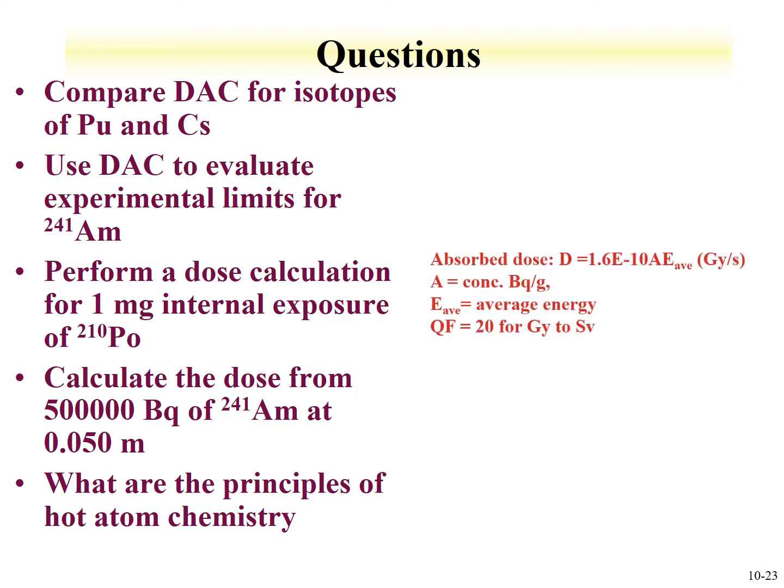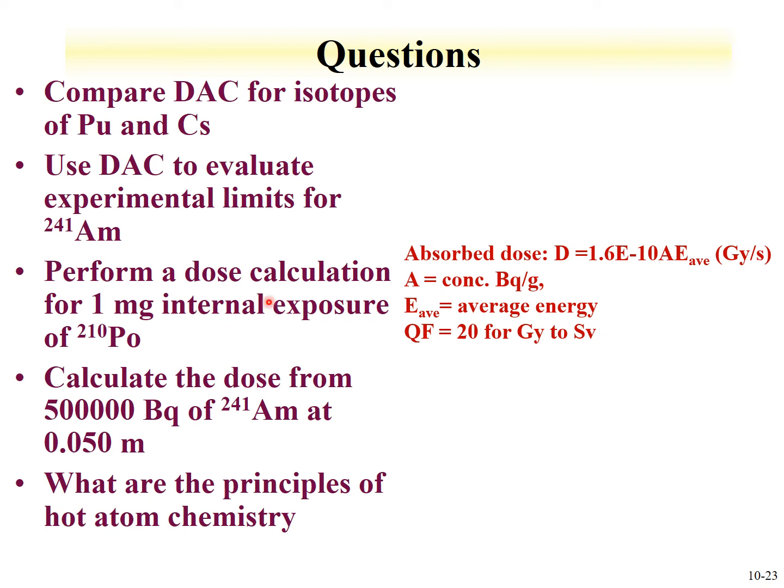One could also perform a dose calculation. If, for instance, there was a 1 milligram internal exposure of polonium-210, the absorbed dose is shown here from this equation. We have a constant where we have the concentration in becquerels per gram times some sort of average energy. For this work, we could talk about the absorbed dose. You'd have to put in a mass that it would be absorbed to. If you're using something like a reference person, that could be on the order of 70 kilos.